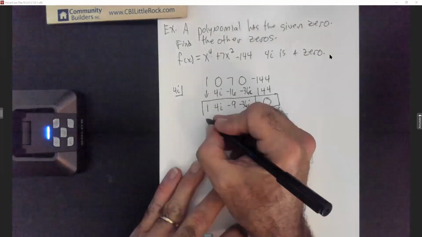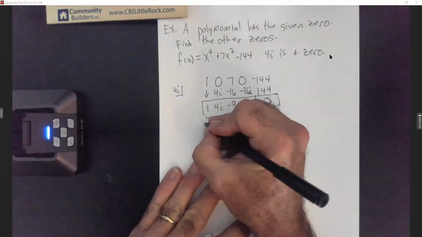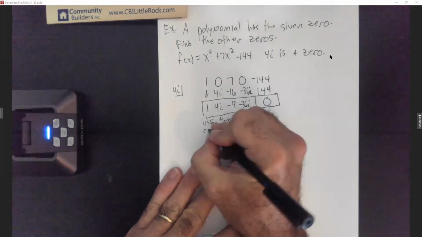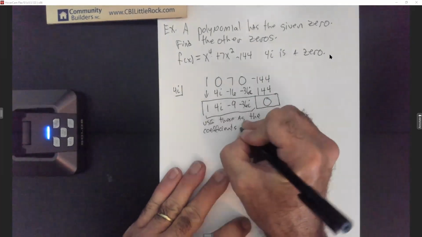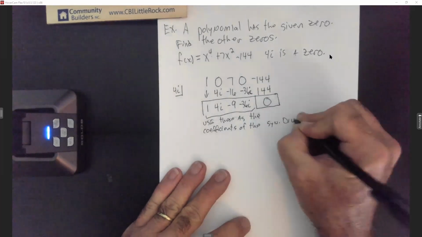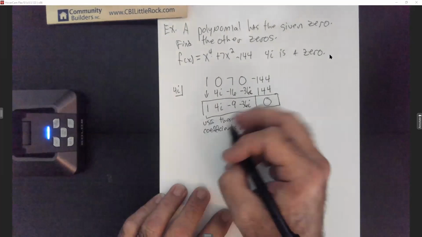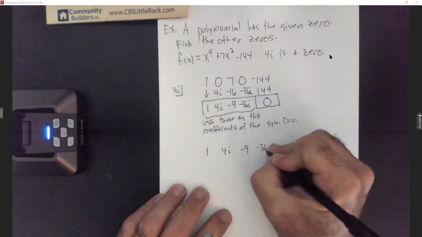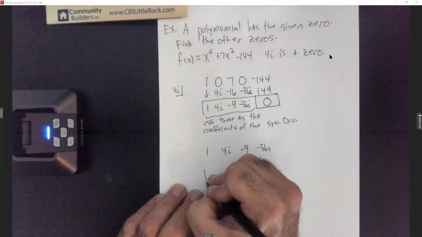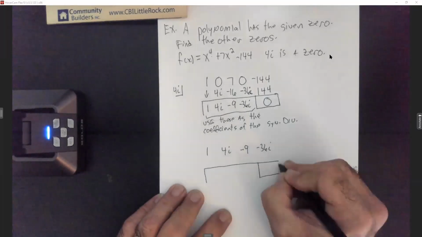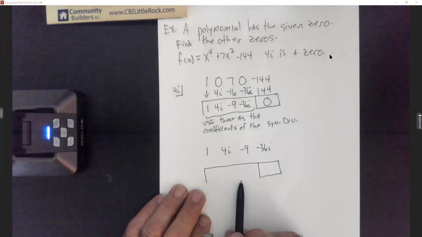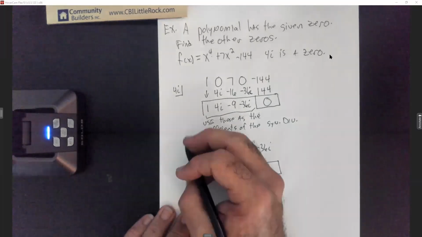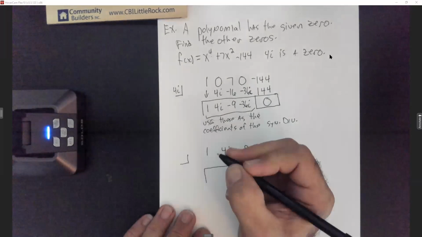So now what we do, since we still got 4 numbers, use these as the coefficients of the next synthetic division. So I know my coefficients are going to be 1, 4i, negative 9, negative 36i. I'm going to draw my box. Now, since we're starting with 4 coefficients, it's going to put 3 numbers under the box. That'll give me A, B, and C for my quad, okay? Uh-oh. Y'all, I'm sort of lost. I don't have an under C.